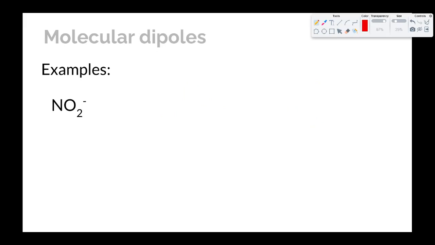NO2 1 minus. When we do the Lewis structure, this ends up with a double bond and a single bond, which means that it's probably resonance going on here.